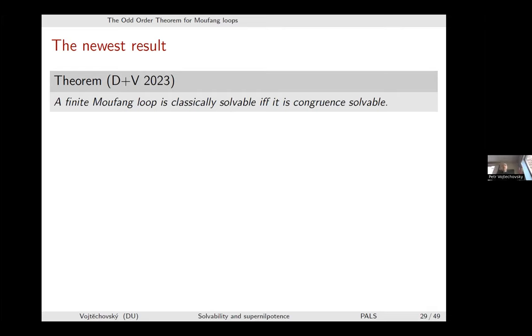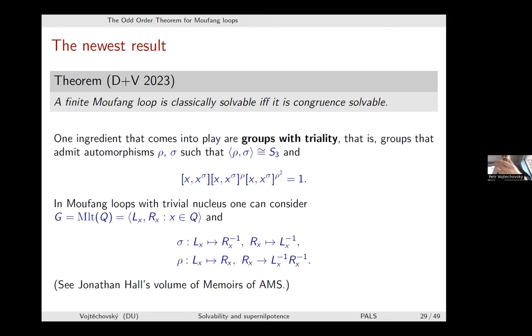So yes, it was proven in the six divisible and the finite three divisible case, but it's actually true in the finite case. In the infinite case, we don't know, and there might be a counterexample. It's hard to tell, but the methods here are, again, quite a bit different. And one of the key ingredients that I wish to mention, because maybe some of you are interested in these topics, are so-called groups with triality. And a group with triality is just a group that admits certain automorphisms that generate the symmetric group S3 and satisfy the so-called triality condition.